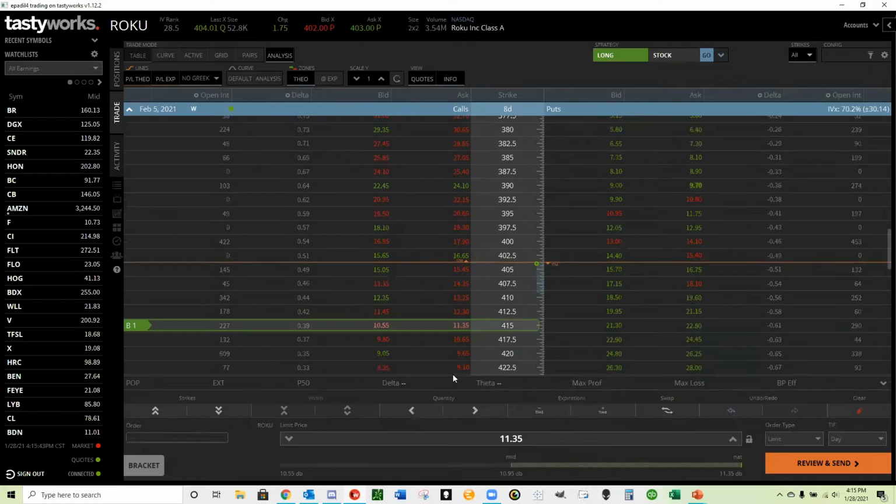You can see here, if I were to buy this contract right now, we're looking at a price of 11.35. Now remember, a contract holds 100 shares, so you will multiply this number by 100. So this contract in itself would cost $1,135.